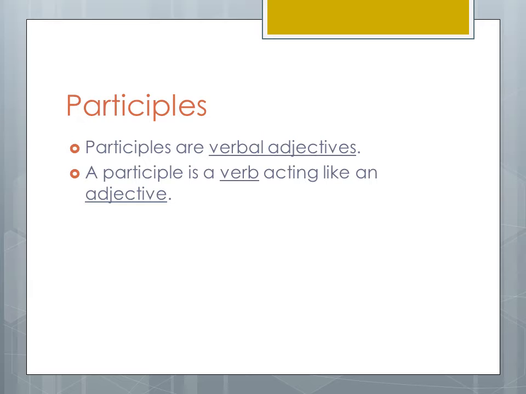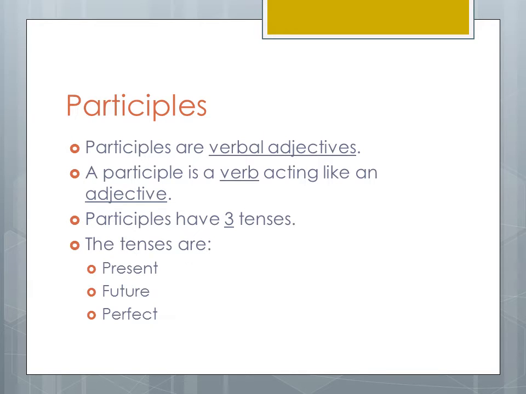We see these quite a bit in English, most of the time being used in a present sense. The running boy would be an example of the word running, a verb being used in that sentence as an adjective to describe the boy. In Latin, participles have one of three tenses. Those tenses are present, future, and perfect. Right now, we're just going to be looking at the perfect passive participles.